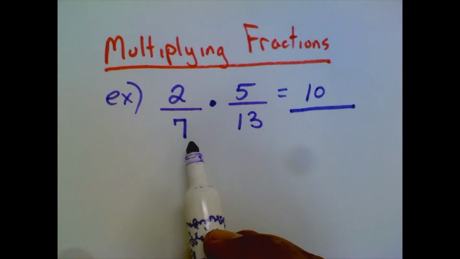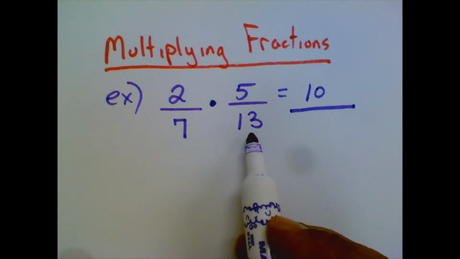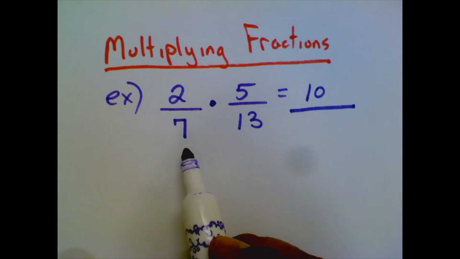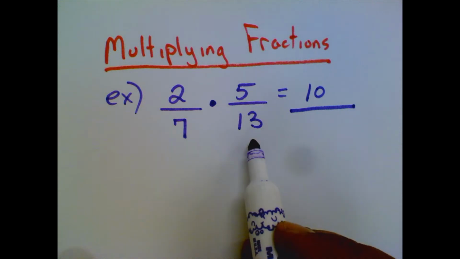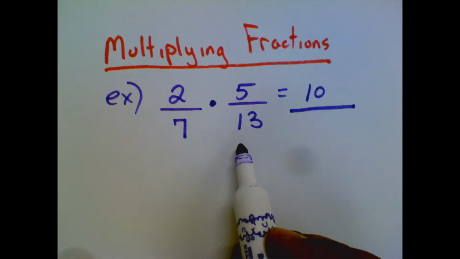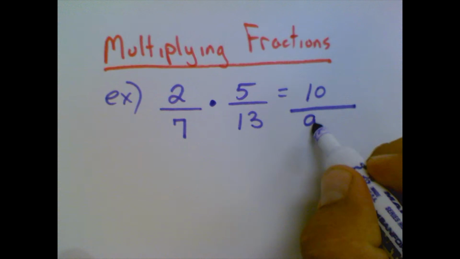Let's do this mentally. 7 times 10. Remember, 13 is really 10 plus 3. So 7 times 10 is 70. It's easy to do in the head. And then 7 times 3 is 21. 70 plus 21 is 91.